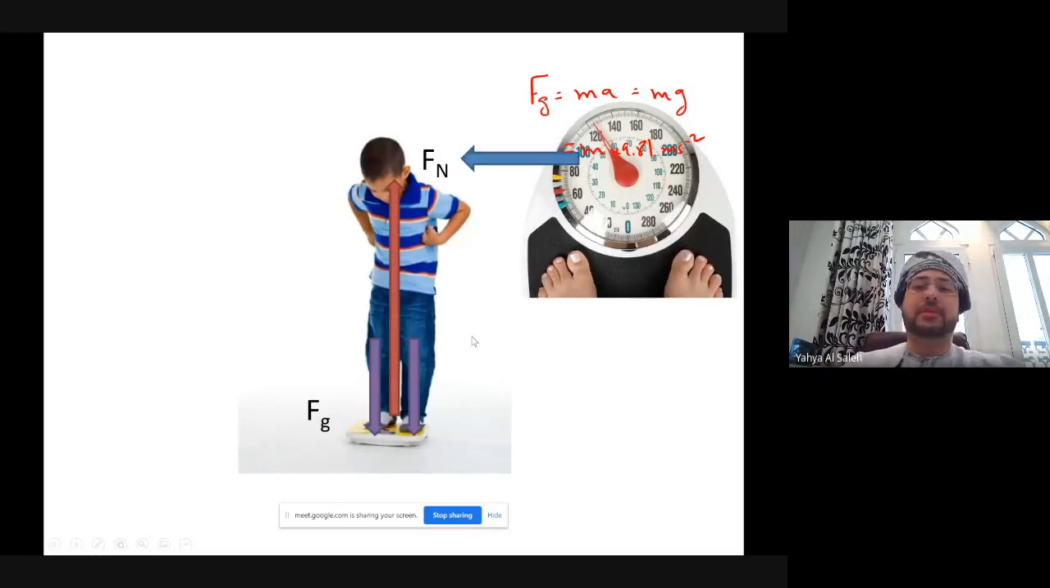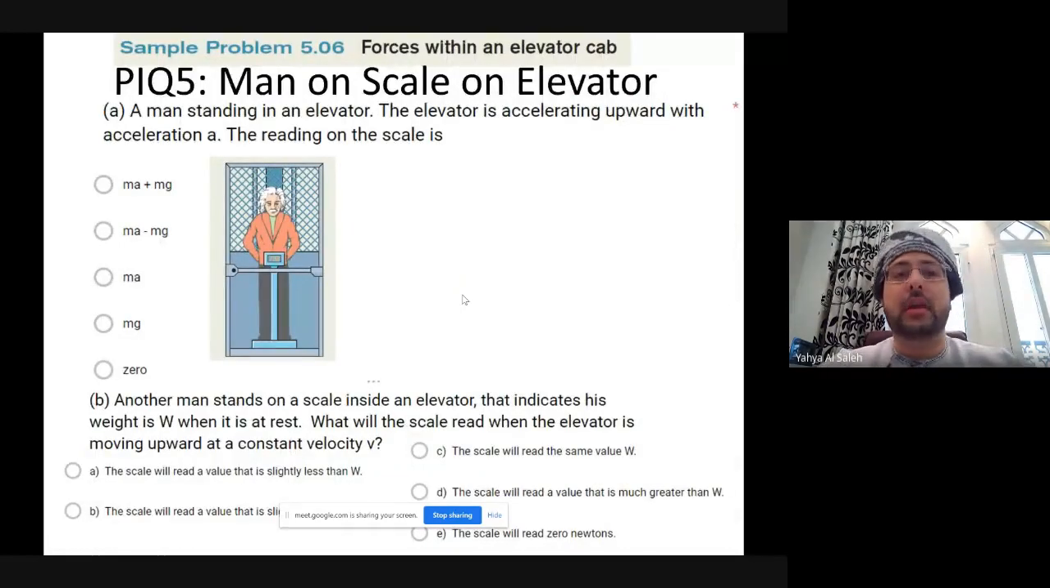So let's consider what happens here. A man standing in an elevator, and the elevator is accelerating upward with some acceleration A. What is the reading on the scale? Will the reading on the scale be MA plus MG, MA minus MG, MA, MG, or just 0?